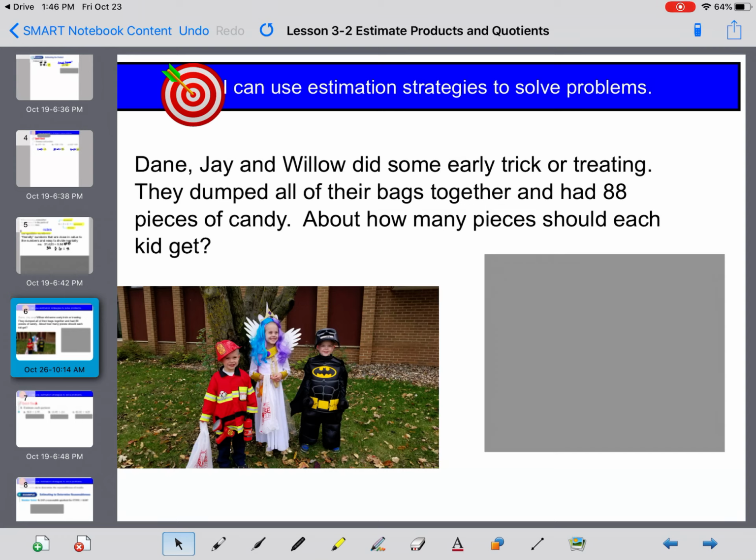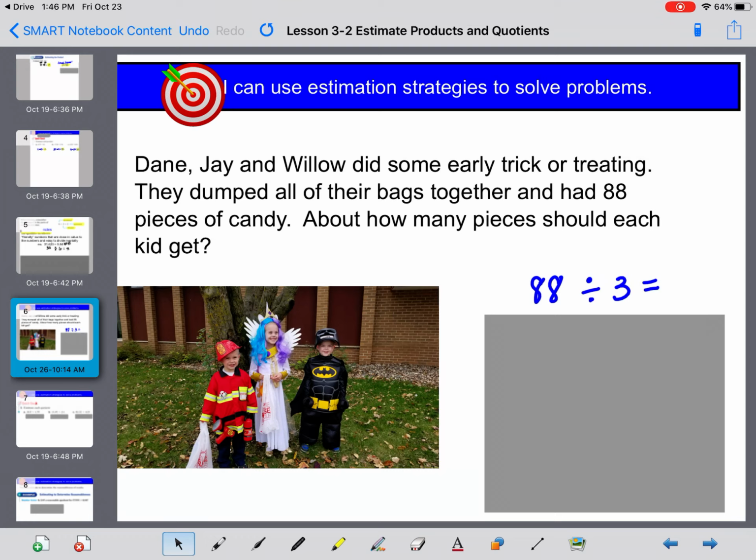Dane, Jay, and Willow did some early trick-or-treating. They all dumped their bags of candy together and had 88 pieces of candy. About how many pieces should each kid get if they share them evenly? Well, if you have 88 pieces of candy and you divide it evenly amongst 3 children, that would be 88 divided by 3. I guarantee you your parents are not going to get out a calculator or write it down on a piece of paper and figure out what is 88 divided by 3 exactly.